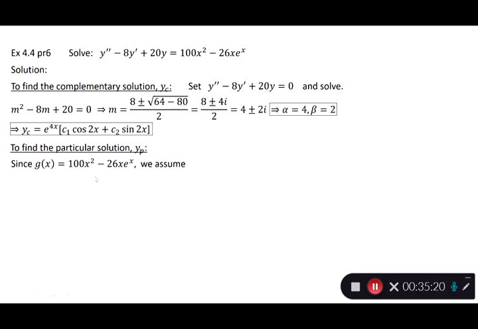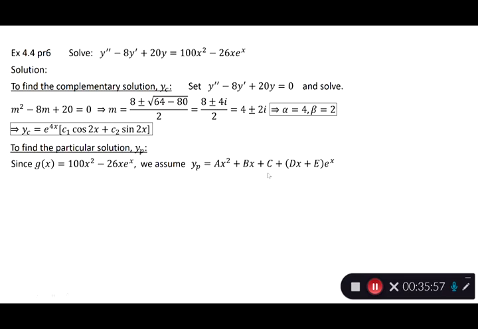Second degree polynomial, so generic second degree polynomial, ax squared plus bx plus c. First degree polynomial times e to the x is what we assume for this. In other words, ax squared plus bx plus c to go with the 100x squared, and dx plus e to the x to go with the negative 26x e to the x. Notice I didn't care to make it into a subtraction. Are we good so far? So this is the key.